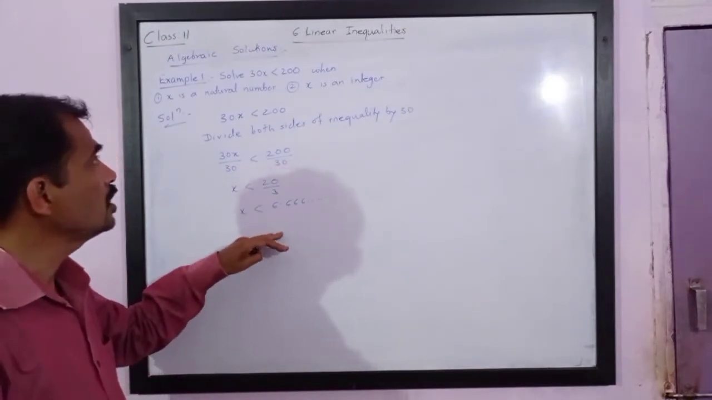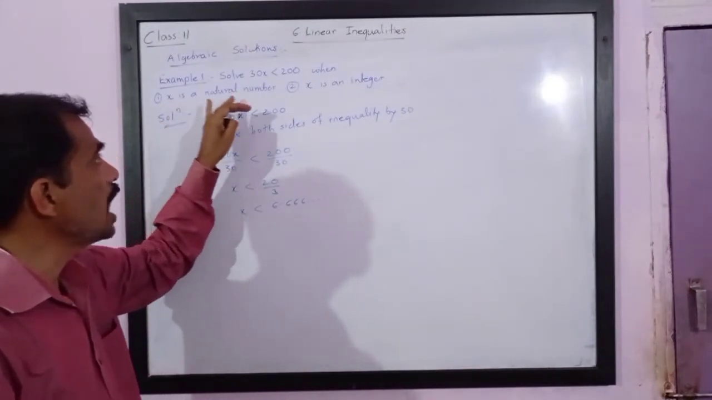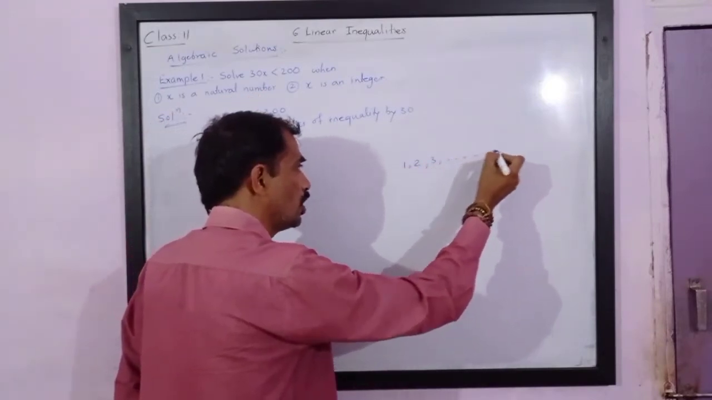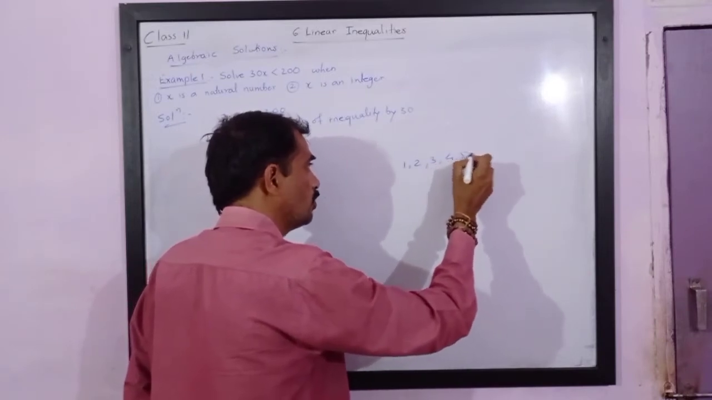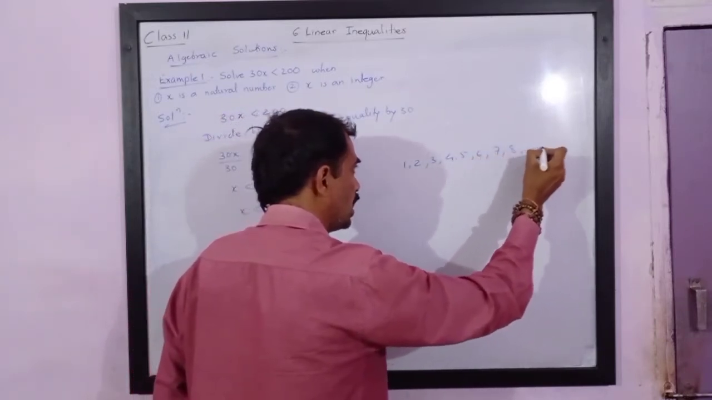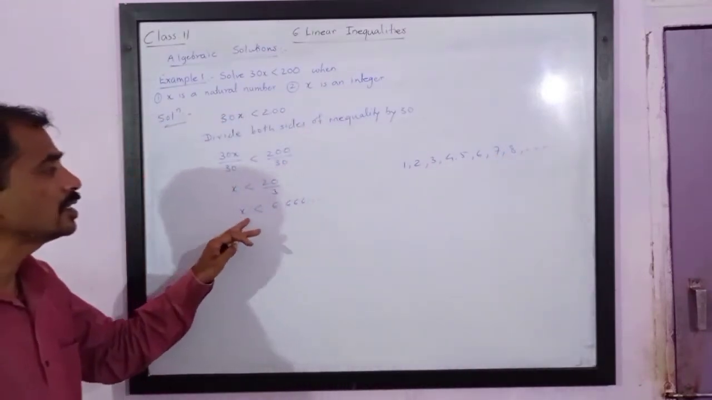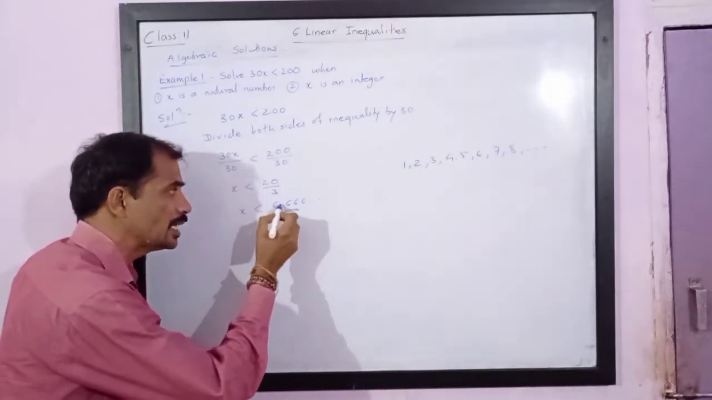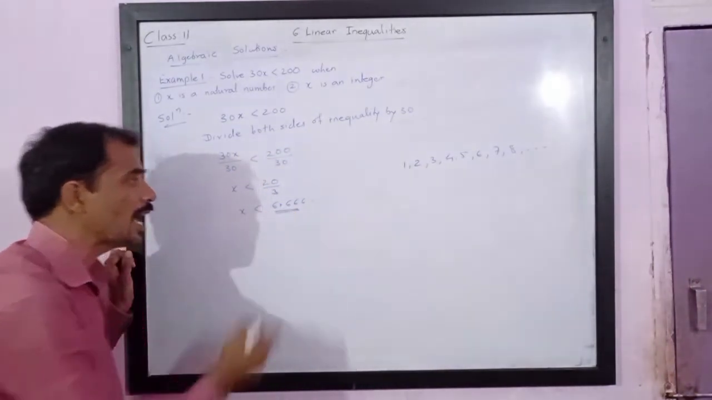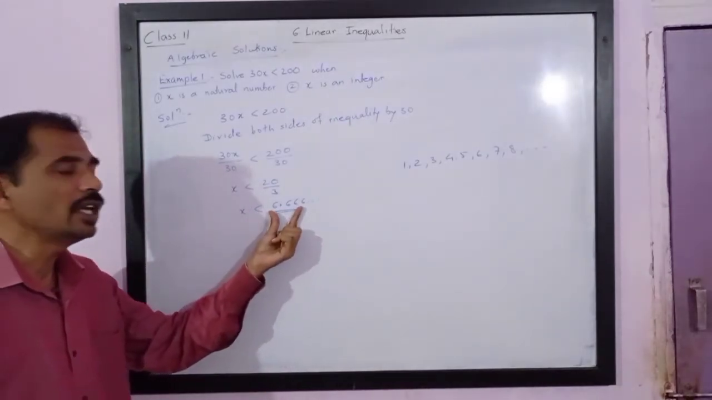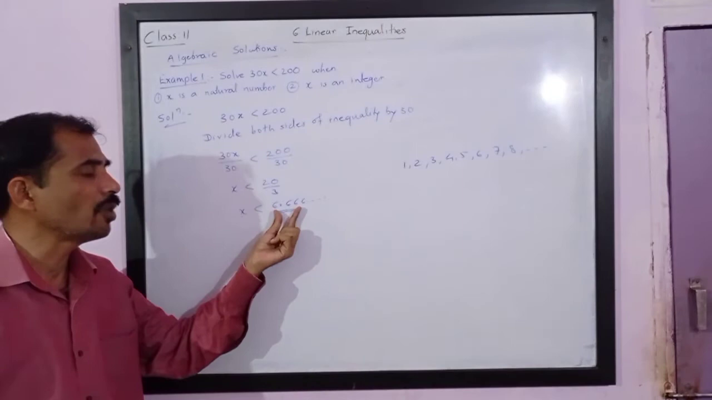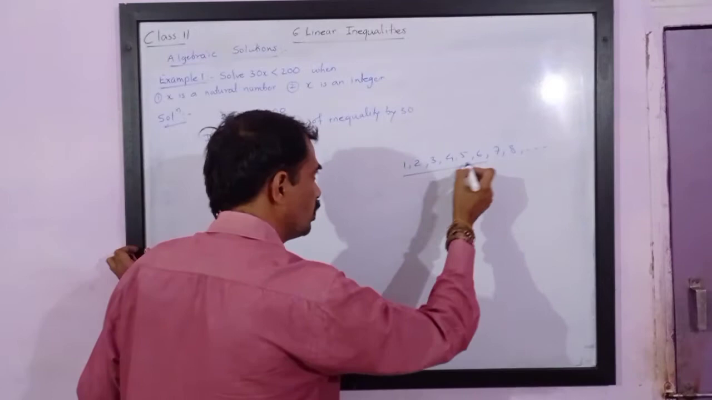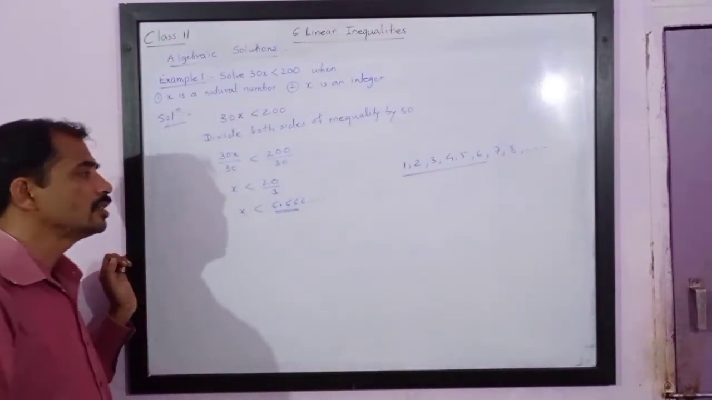Now we asked, first, the solution when x is a natural number. We know natural numbers start from 1, 2, 3 and so on. They will be 4, 5, 6, 7, 8 and so on. Now x is strictly less than 6.66. Please try to understand, x is strictly less than 6.66. It means x can have all the values which are smaller than 20 upon 3, that is 6.6666. So x will have all the values which are smaller than 6.66.